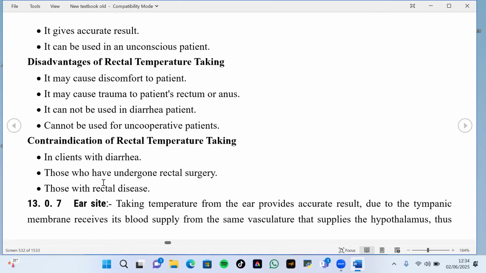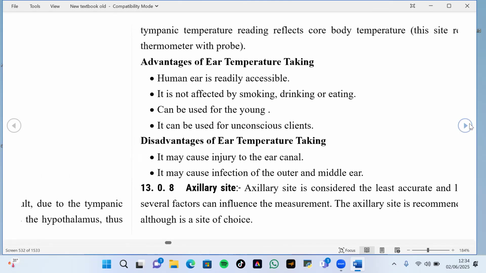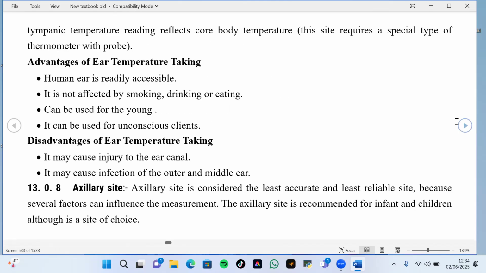The next is ear site. Temperature taking can also take place via the ear, because the tympanic membrane receives blood supply from the same vasculature that supplies the hypothalamus. Thus, tympanic temperature reading reflects core body temperature. There's a special thermometer for it.